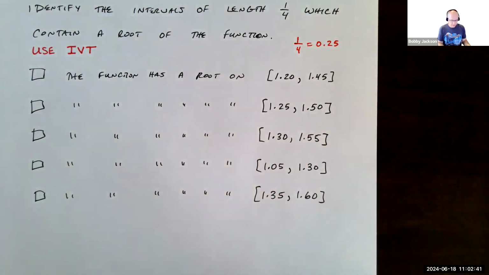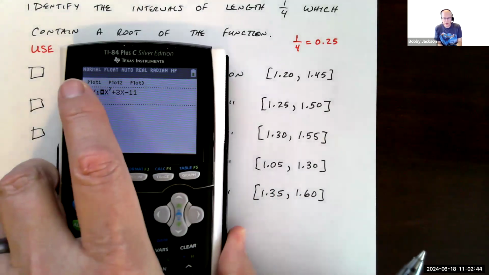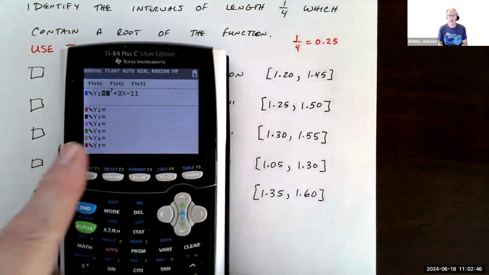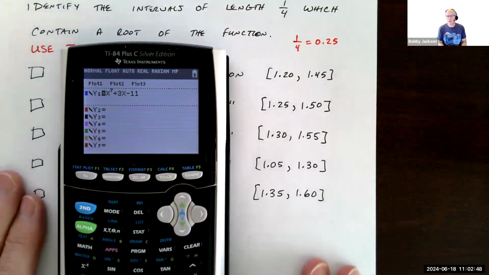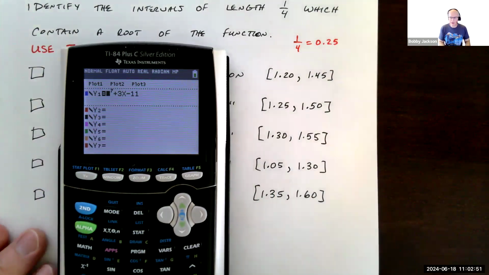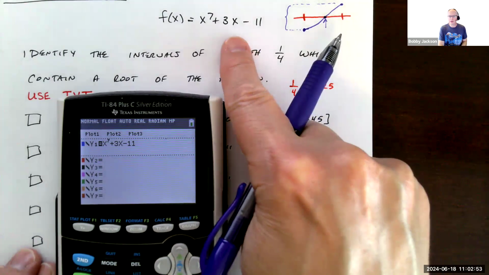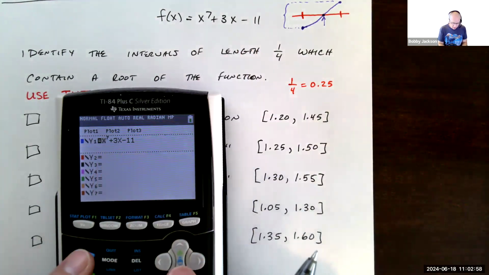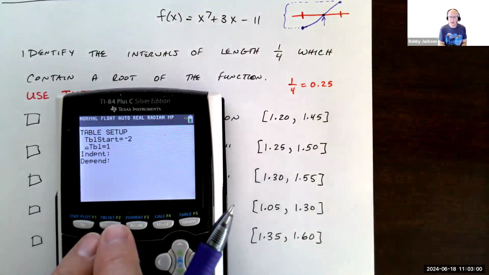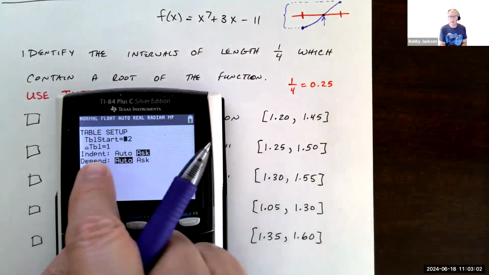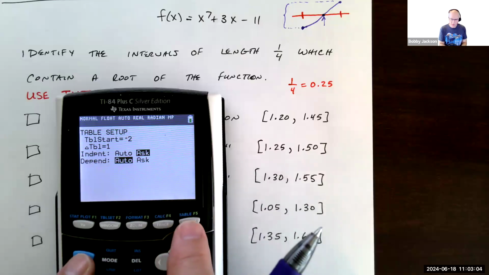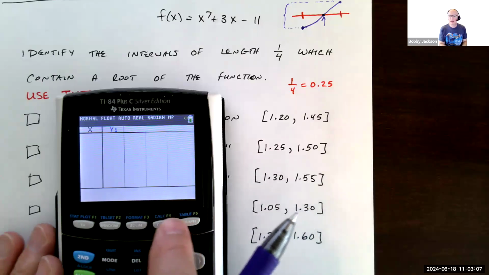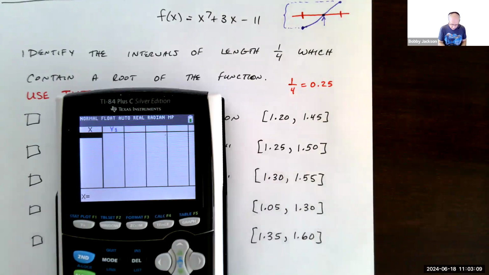So which ones are going to contain the root? Well, the easiest way I think to do this is to graph this function in the calculator, and that's what I've done here. Here's the function x to the 7th plus 3x minus 11. Make sure in table setup mode that you are in ask mode for the independent variable, and then go to table here, and you can now input your own value. So I can input the endpoints here, 1.20 and 1.45.